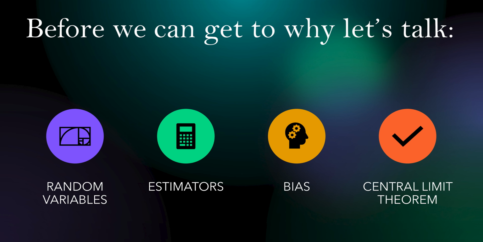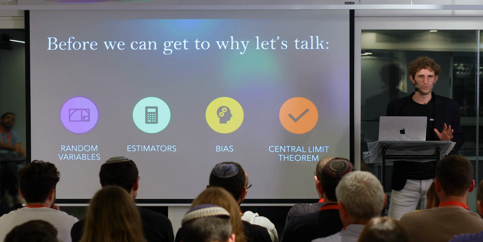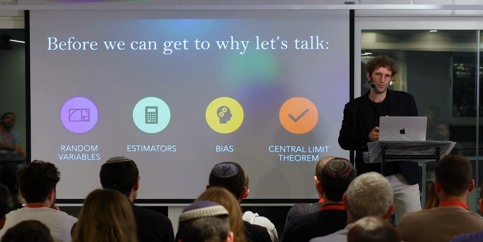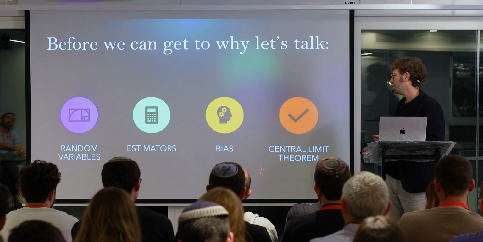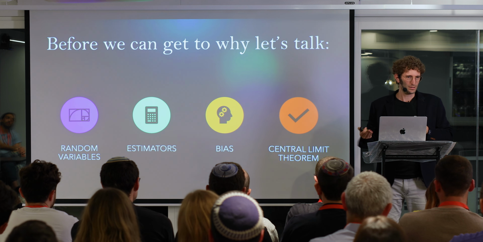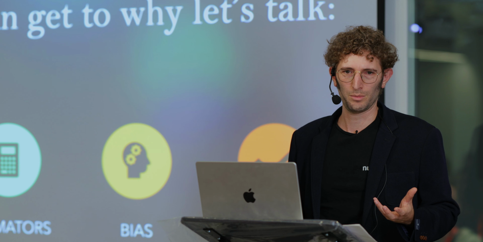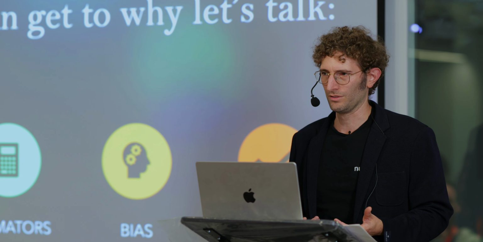So I tried to narrow it down. What are the bare minimum things that I actually have to define in order to have a conversation? The first is random variables, what we mean when we say that. The second is going to be estimators. So what do we mean when we're making this estimation? We're going to talk about what is a biased and unbiased estimator. And lastly, I'm going to touch quickly on the definition of the central limit theorem and why it plays a role in all of these things. Okay.